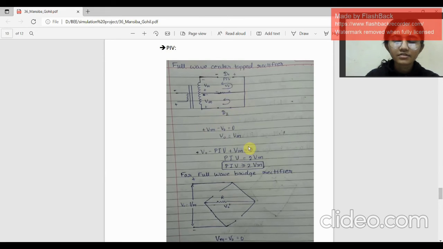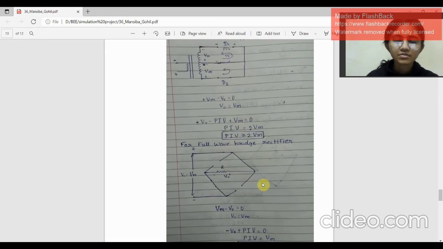By doing that calculation, we receive that PIV is equal to 2 Vm, meaning that PIV should be equal to or greater than 2 Vm. We can see this change from the half wave rectifier, where the PIV should be equal to or greater than Vm.